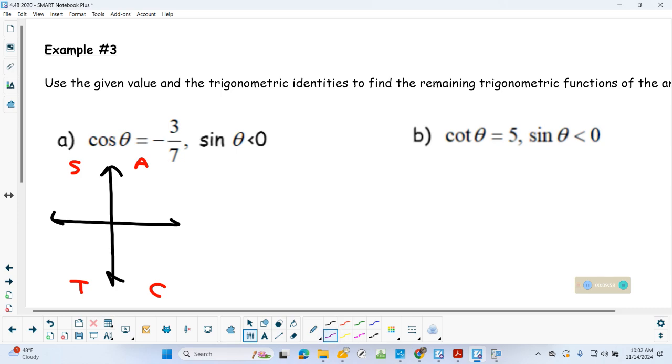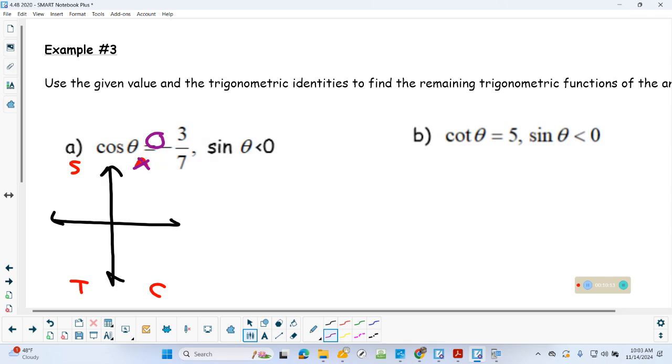Now, let's start with our first piece of given info. Cosine is negative. Remember, "All Students Take Calculus" tells you where the functions are positive. Everything's positive in quadrant 1, so I know it can't be there because cosine is negative. Cosine is positive in quadrant 4, and we have negative, so it can't be in there. So I'm down to 2 and 3.